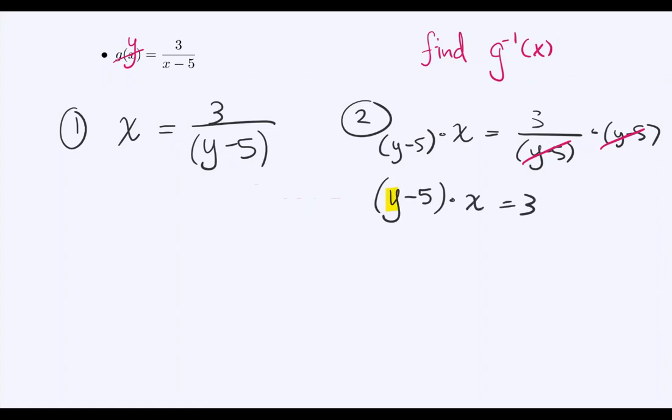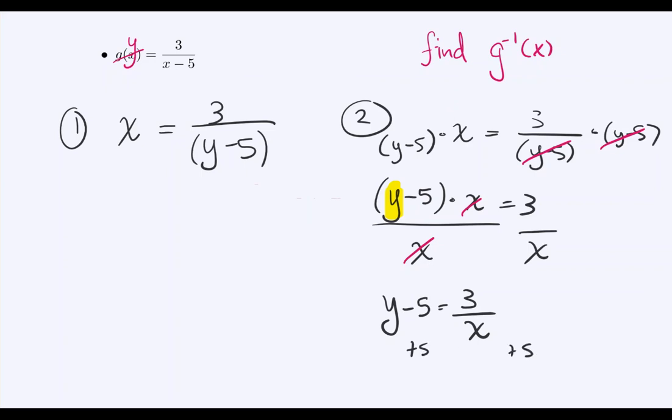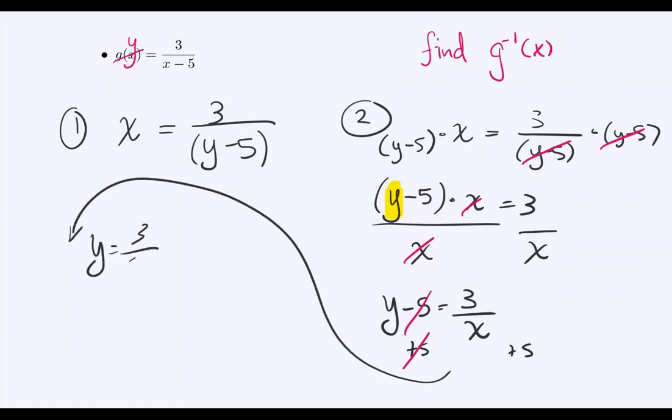Now our goal is to get y by itself, so we gradually move things that are farthest away from it on its side first. That would mean we're going to divide both sides by x. The x's cancel each other on the left, and we're left with y minus 5 equals 3 over x. To solve for y, we just need to add 5 to both sides. The 5's cancel, and we get y equals 3 over x plus 5. Now this y represents our g inverse that we were looking for, so we're just going to relabel that as g inverse of x is 3 over x plus 5.